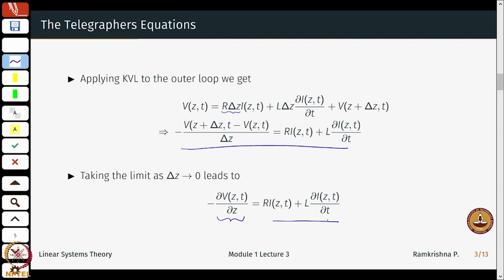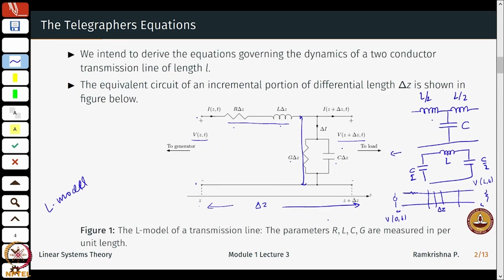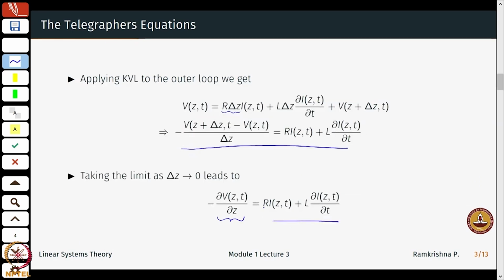Okay. So, this is the first equation, which starts from a lumped model of length delta z, to which I write down the equations for the entire line. It would seem something like this. So, this is valid for all z between 0 and L. And these are essentially systems which are now governed by partial differential equations, also called PDEs. Right. Infinite dimensional systems are the systems governed by partial differential equations.